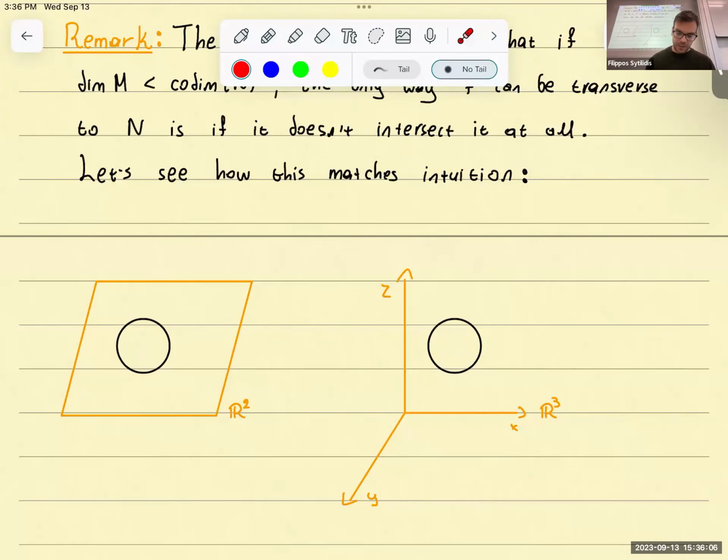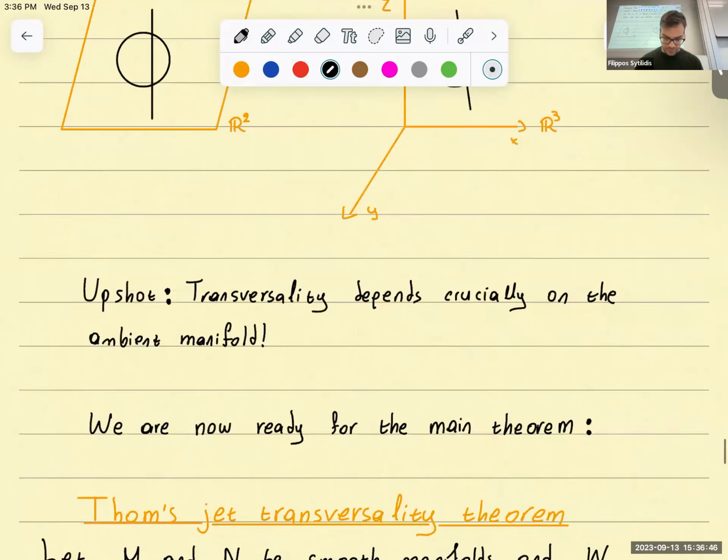Like if I looked at this line in R2, it intersects the circle transversely. But if this instead lived in R3, the same line wouldn't be a transverse intersection. The only way I can have a line intersect the circle transversely in R3 is if it doesn't intersect at all, because I have more room to just push things away in R3. Okay. So transversality depends crucially on the ambient manifold.